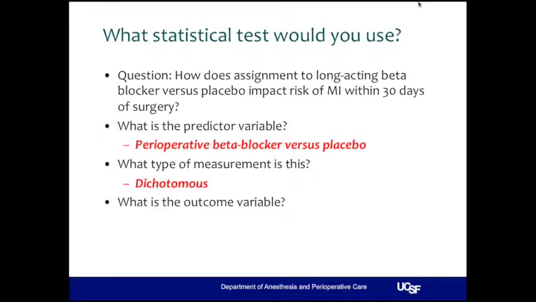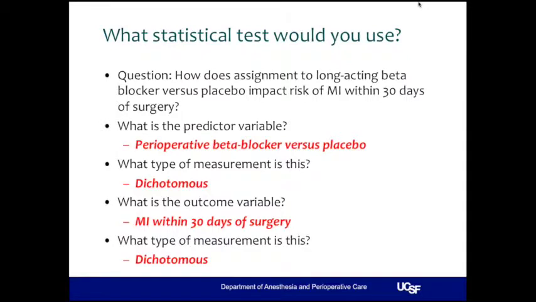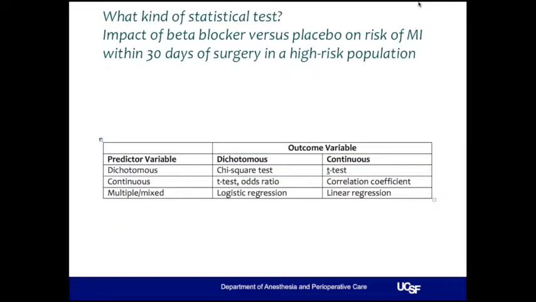Here's another example of a question. How does assignment to a long-acting beta blocker compared to assignment to placebo impact the risk of heart attack and 30-day mortality after surgery? So what's our predictor variable? It's going to be perioperative beta blocker or placebo. And what kind of measurement is this? It's a dichotomous measurement. The outcome variable, what is that? Whether you have an MI within 30 days or you die, that's going to be a dichotomous variable.